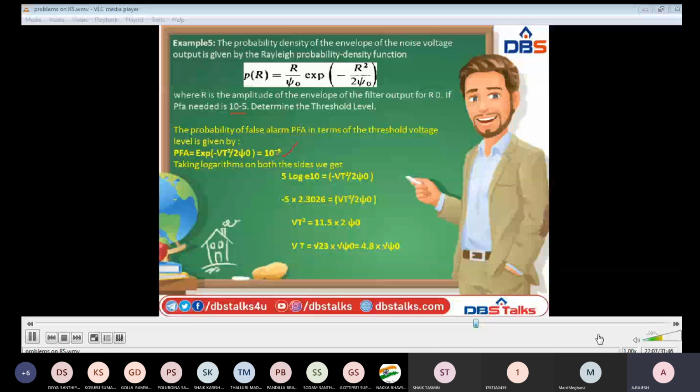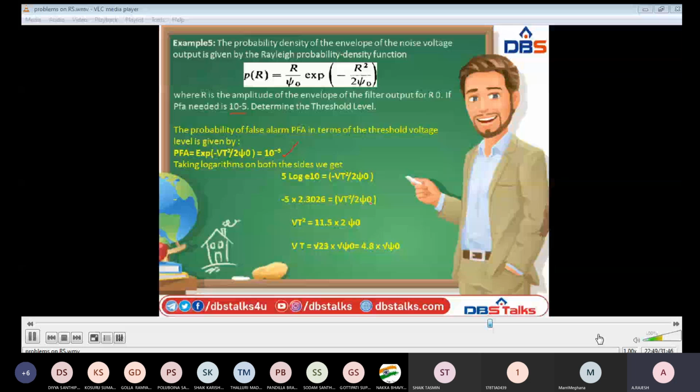In order to find out the threshold value, we take logarithm on both sides. It is minus 5 into log 10 base e, which is equal to minus VT square by 2 psi naught. So minus 5 into log 10 base e is equal to 2.3026, and that equals VT square by 2 psi naught. We need to calculate VT square.